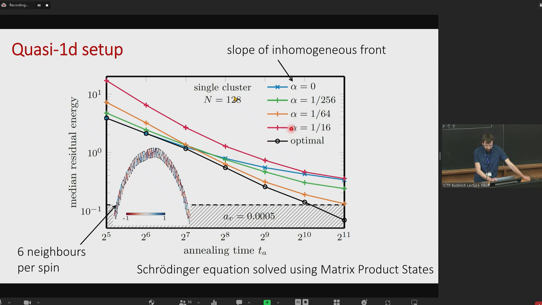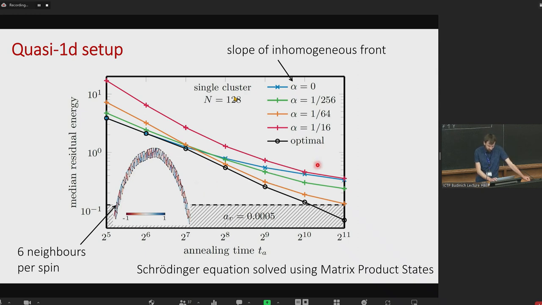The red line is a very steep, or relatively steep, front, and it is not good either. But you see that for some intermediate value, you get a noticeable improvement in the residual energy. So that's nice. And that's an exact simulation of the Schrödinger equation for such a system. We can do that in the quasi one-dimensional setting.